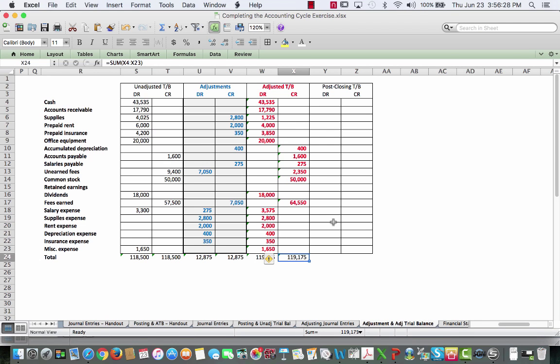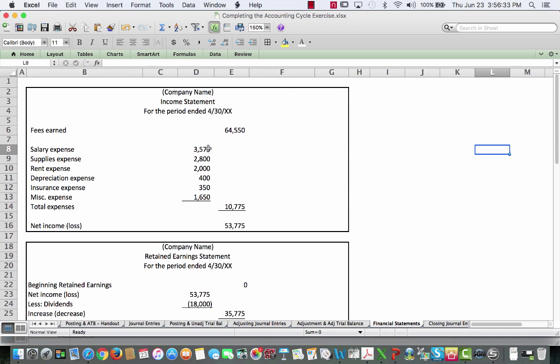Okay. So we're going to take these numbers and first prepare an income statement. And so here is our income statement showing our revenues and all our expenses. Okay. This amount here represents the total of all these expenses. And the net income, in this particular case, is the difference between the fees earned and the total expenses, resulting in income. Now, if the expenses were greater than the revenues, then we would have a loss.